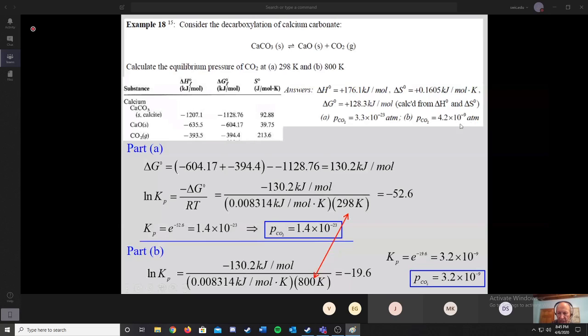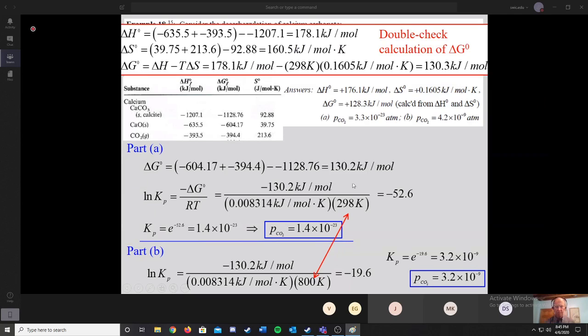That differs from the answer given in this book also by a little bit. So to find out why, I double checked the calculation that was given in this book and found out there's a difference. Where it says 176.1 for delta H, it should be 178.1. So I think that 6 is a typo. So on your notes, you might want to scratch through the 6 and write an 8 above it.